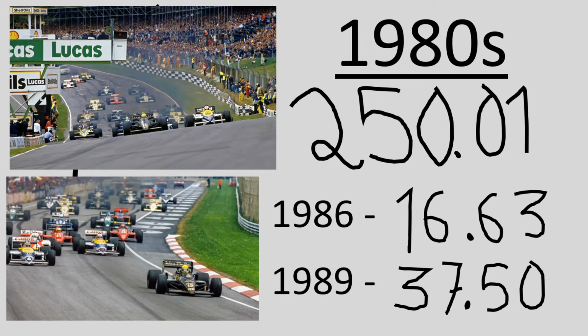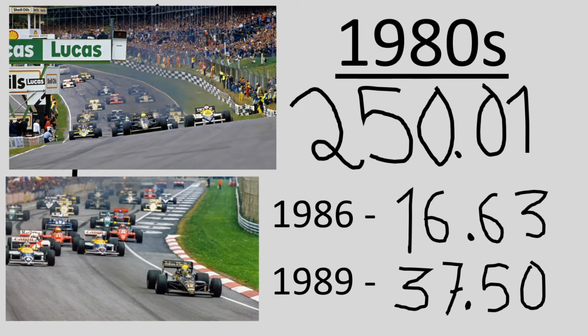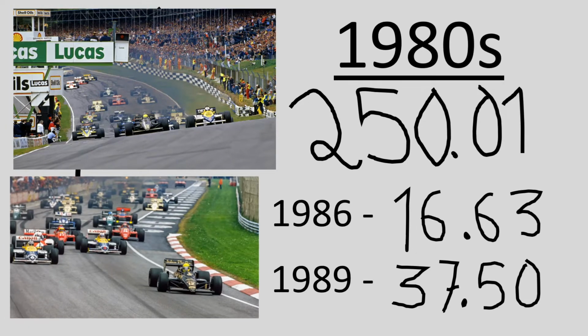It then had a worse year of 37.50, 1989, which was a Prost year against Ayrton Senna. And there we have it, the best year in Formula 1. But now, it's the top 10.